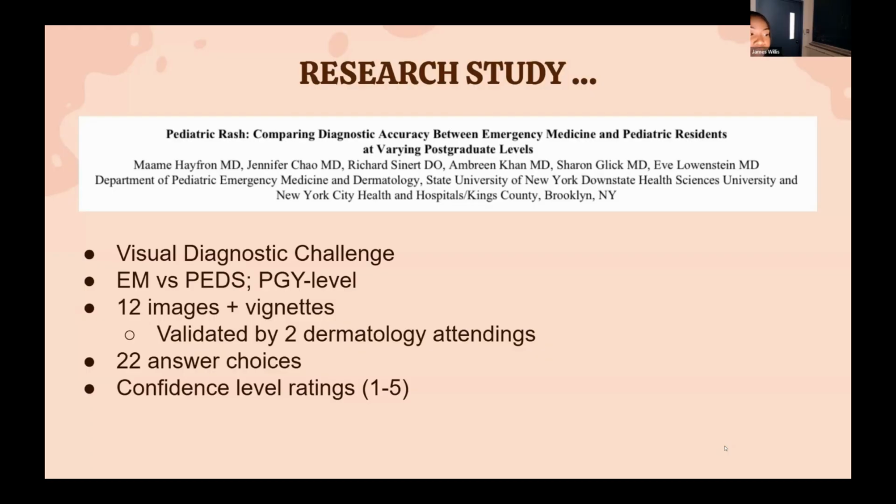These images were validated by our 2 dermatologists in the derm department. We initially started with 22, had them individually diagnosed, and then selected the ones that had 100% concordance, so there was no confusion as to what the rash could be. We had 22 answer choices, and then you rated your confidence levels.